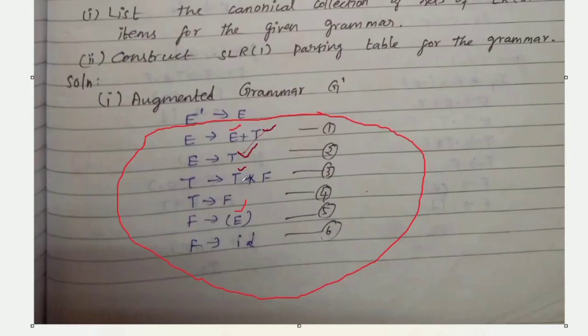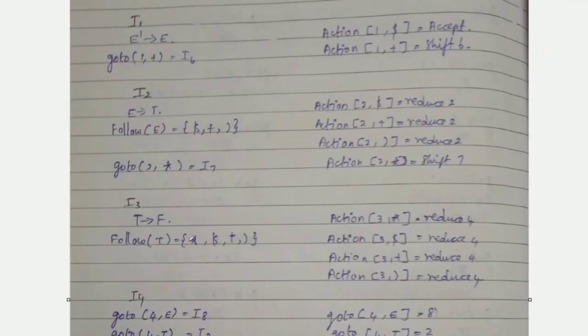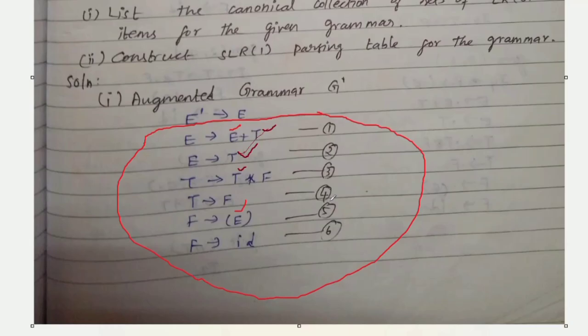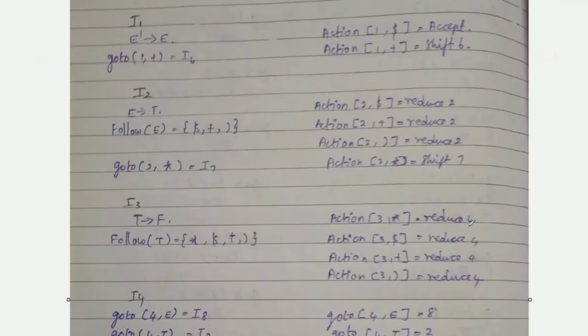Next, T tends to T star F. Follow of T: first of star. So follow of T, write star. The remaining symbols are dollar plus close bracket. So T tends to F contains the equation number 4. Then write it as reduce 4.